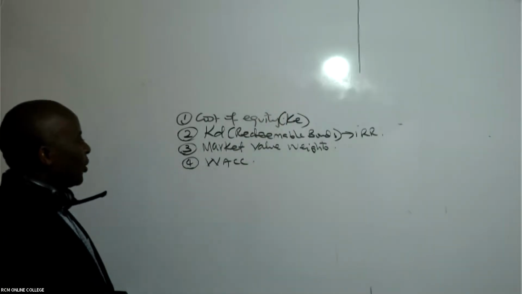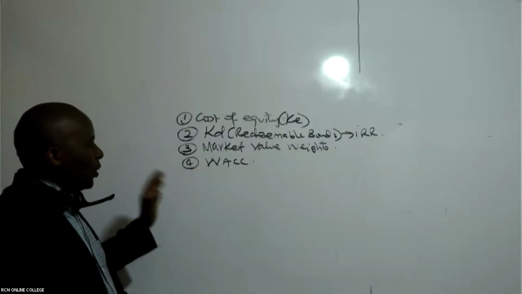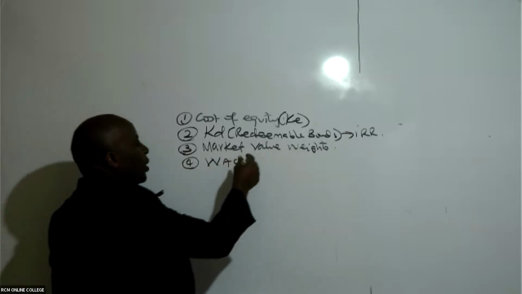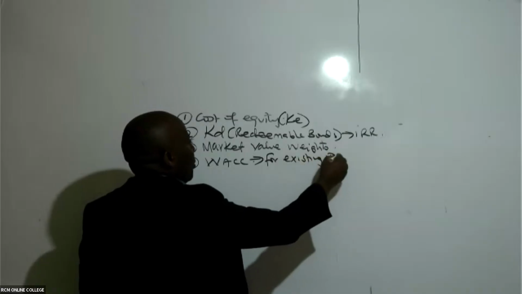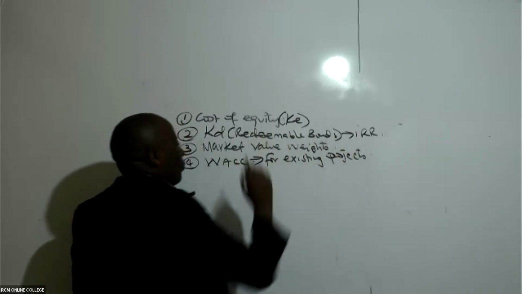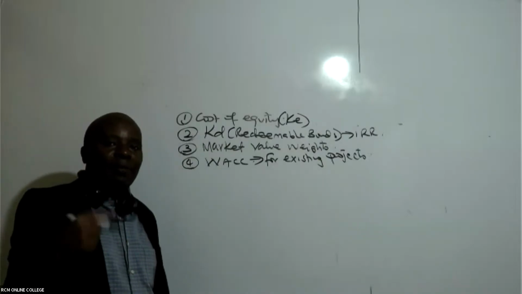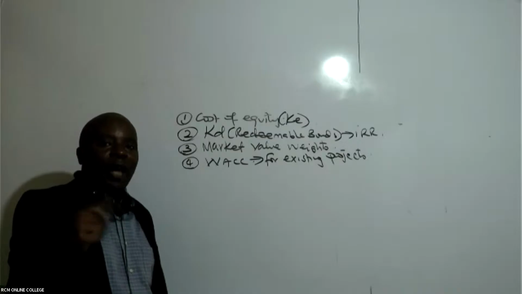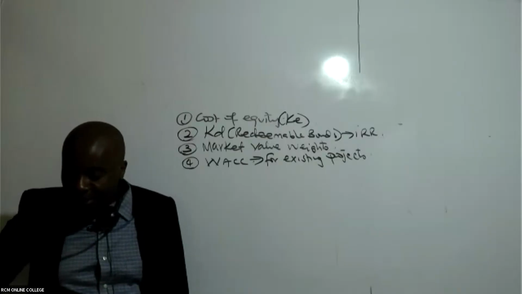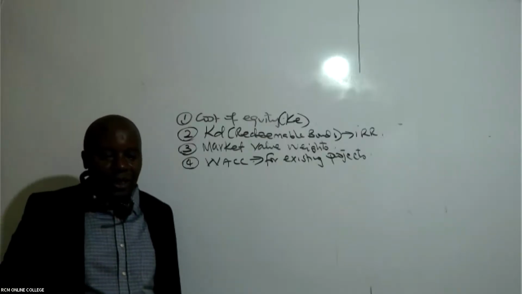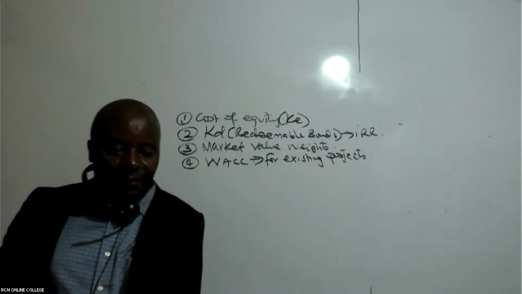So WACC is the weighted average cost of capital, which is the cost of capital for existing projects, those projects that you already have in the firm. If you're looking at financing some projects in the future, then the applicable cost of capital will be the WMCC.